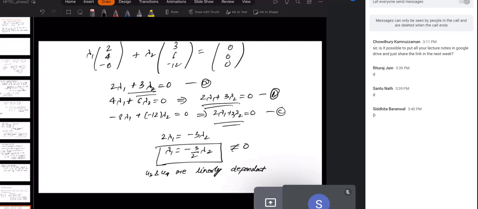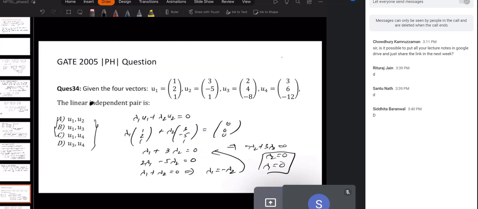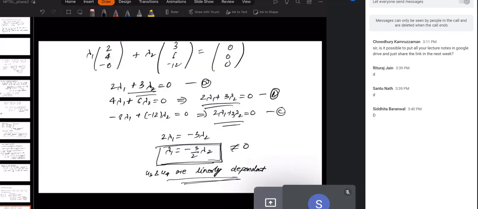And the relation between these two vectors is that u3 is nothing but equal to minus 3 by 2 times u4. So they are related to each other, they are dependent on each other. So hence this way you can arrive at the answer. Yes, most likely three people have already answered that D is the correct option. So this is a simple way through which you can solve and find the answer.